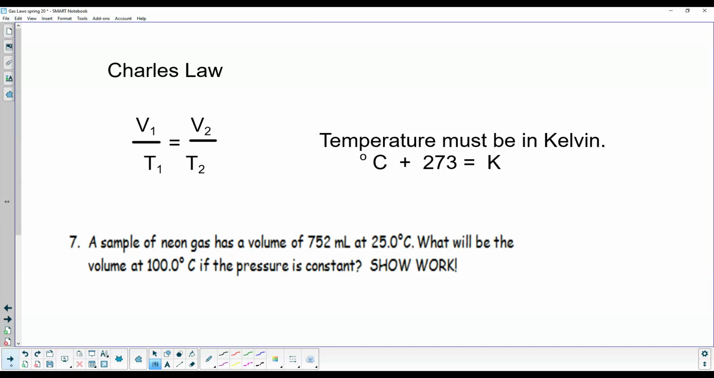Charles' law. Charles' law deals with the relationship between volume and temperature. Probably the easiest way I can explain this, think of a hot air balloon. You have this big balloon. They've got the flamethrower that's heating up that air. As those molecules start moving around more rapidly, they expand. They move out from one another.